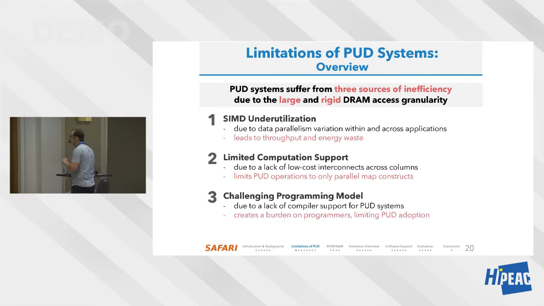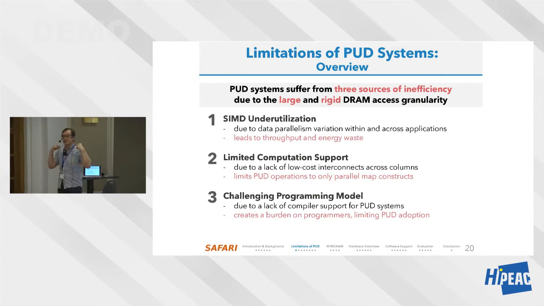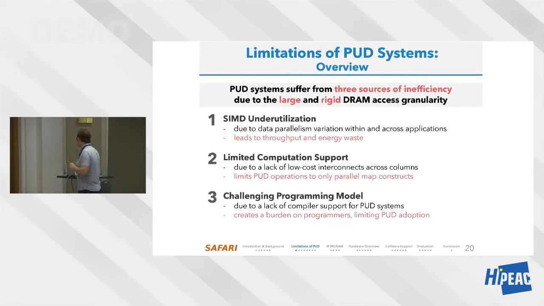You don't have a lot of interconnections across columns. So you can do map operations, parallel map operations, but you cannot do reduction operations easily. You have to move the data out somewhere else to do the reduction. And we want to get rid of that data movement. We want to do reduction. So we're going to do processing near memory on top of this to add some more reduction capability next to each bank.